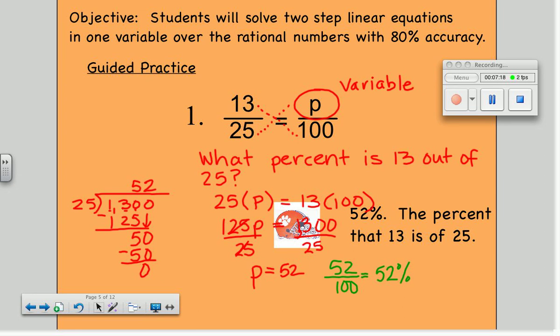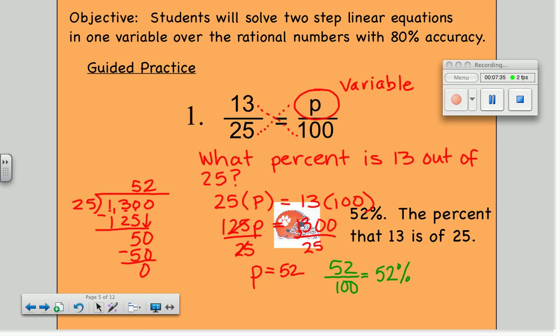So what is 52%? It's the percent that 13 is of 25. So what does that mean? Let's go back to our scenarios. If you got 13 correct on a test with 25 questions, it means you got 52% on that test.